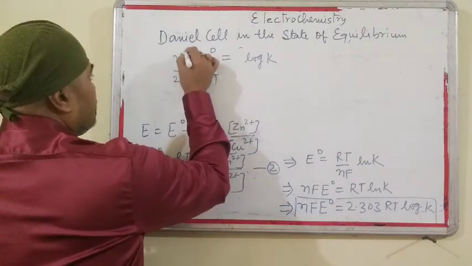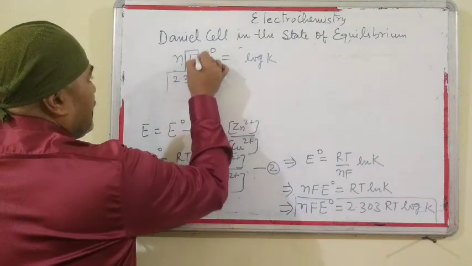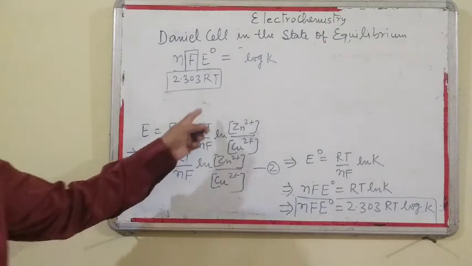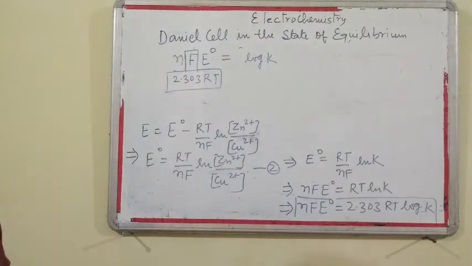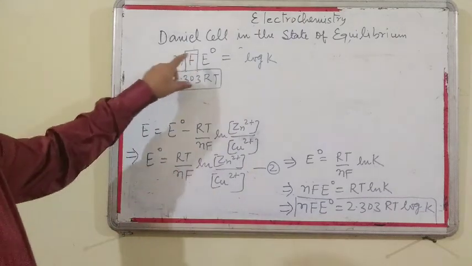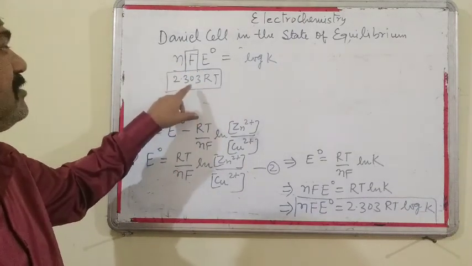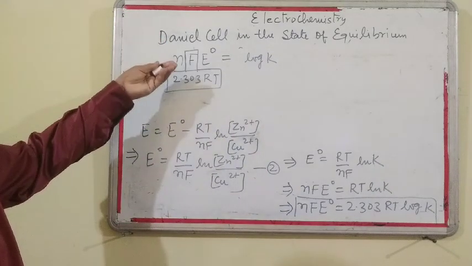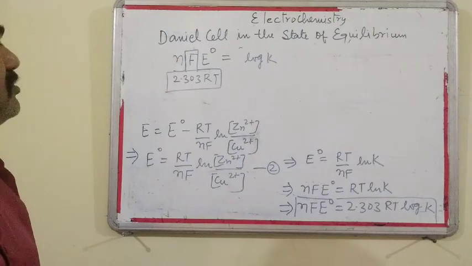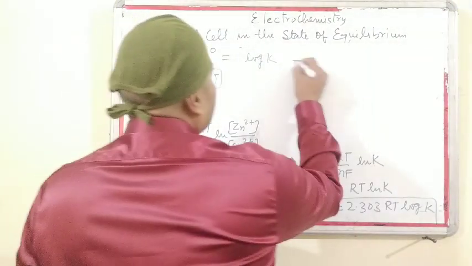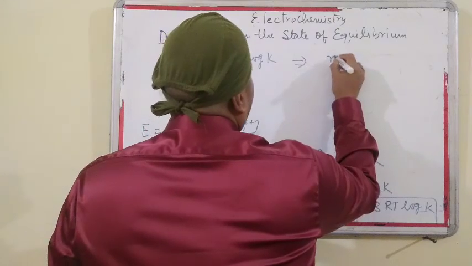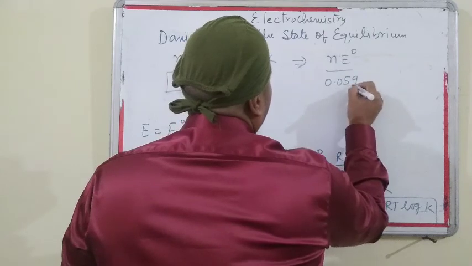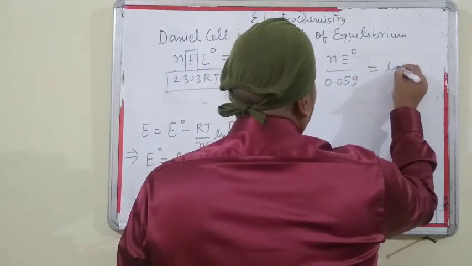For this one, F is the Faraday, divided by 2.303 RT, where R is the universal gas constant and T is the absolute temperature. On putting the values of all these, we get 0.059. Okay. Here we will get 1 upon 0.059. So this will be like this: nE0 upon 0.059 equals log K.